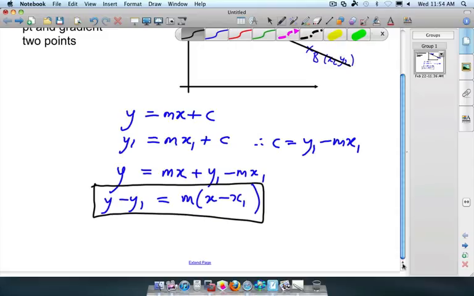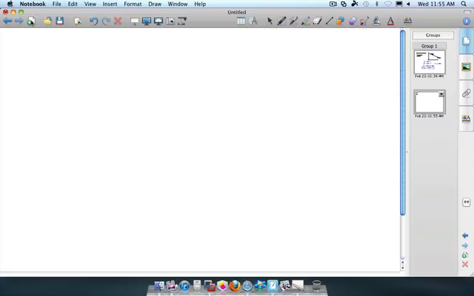This formula basically says if you know one point, just one coordinate, x1, y1, and you know the gradient of the line, if you're told it, then this will give you the equation. Okay? As an example, watch this.